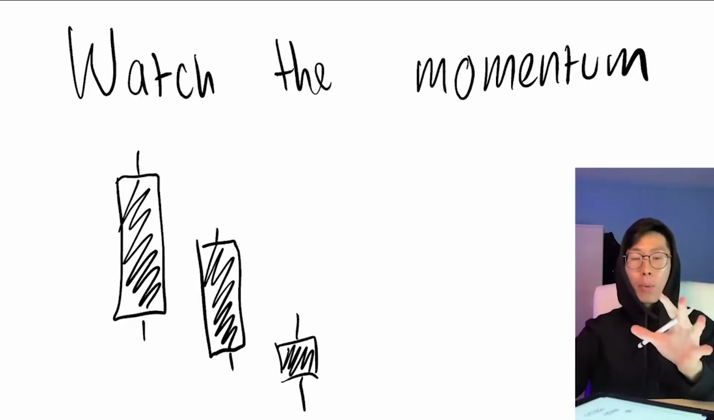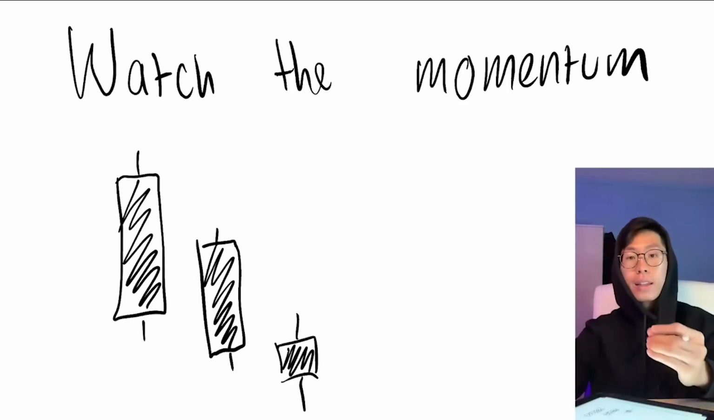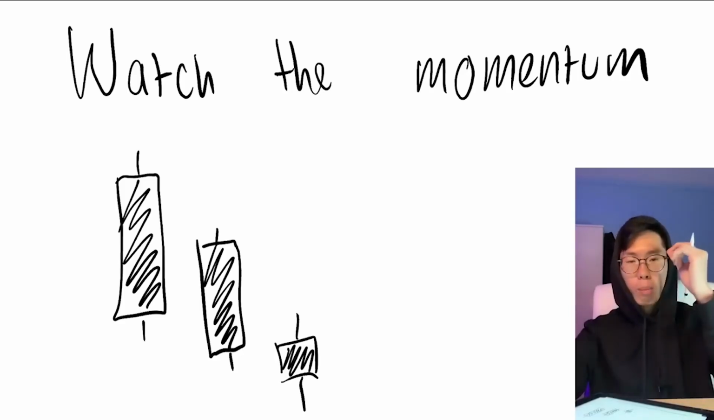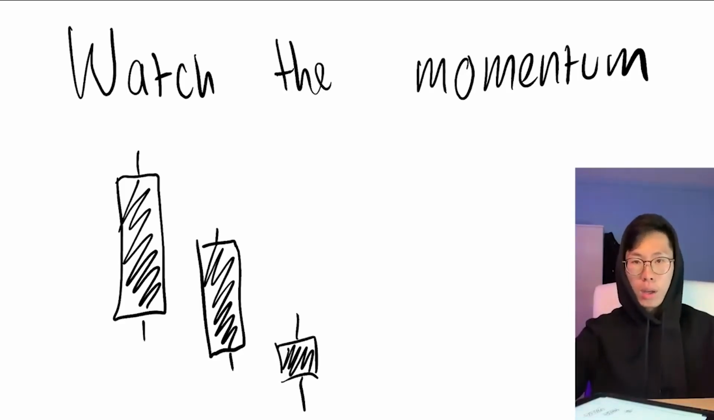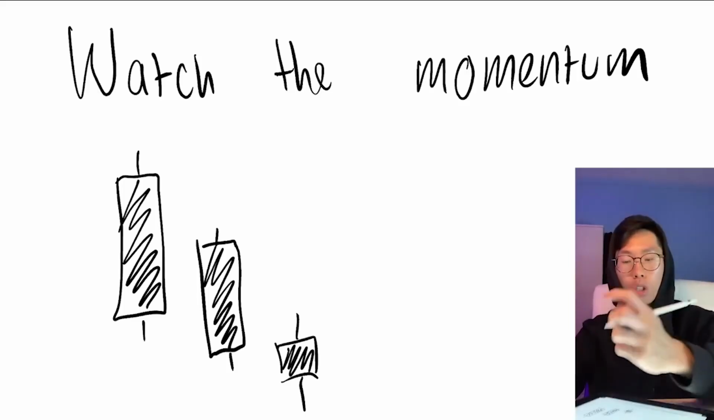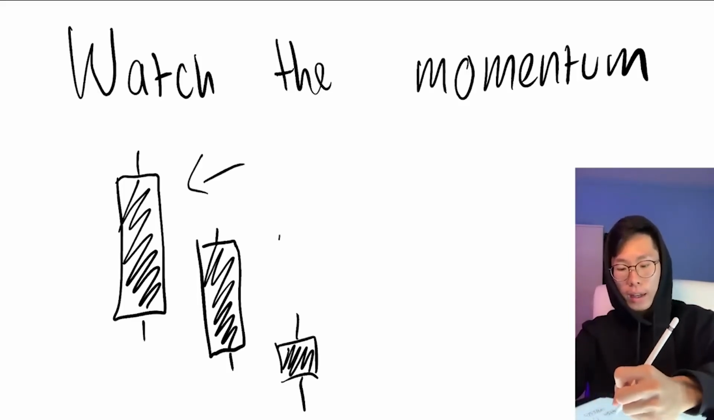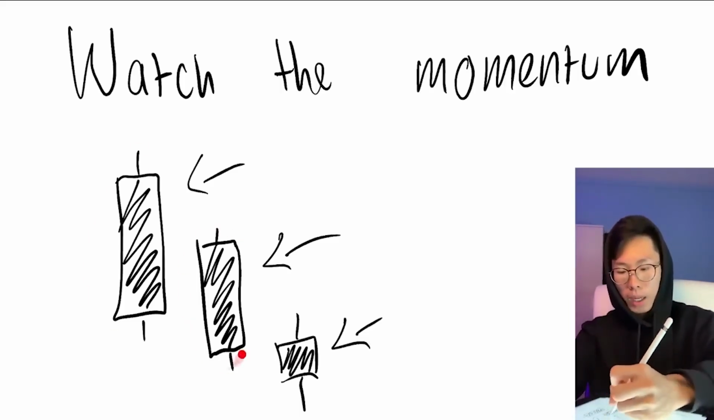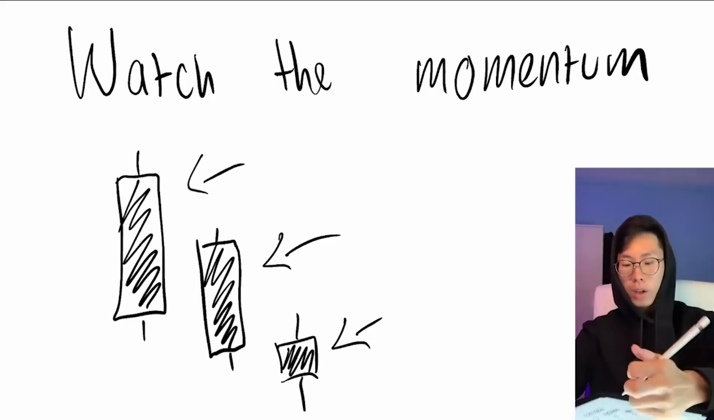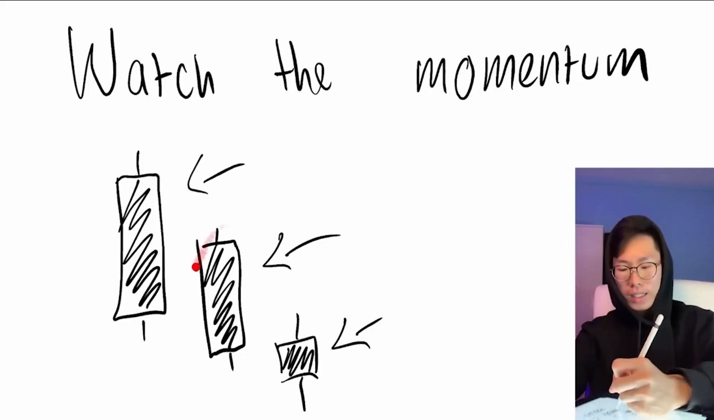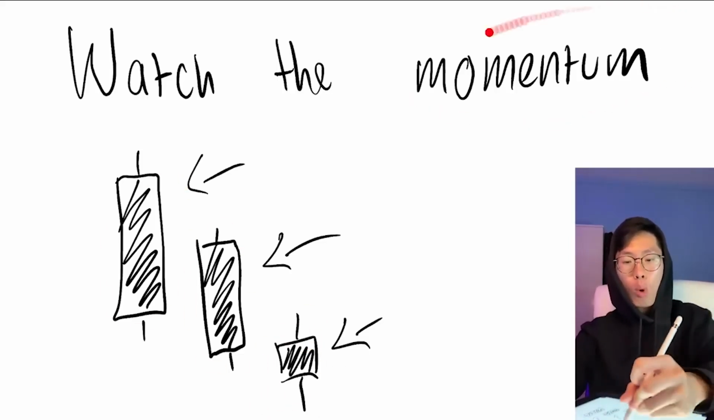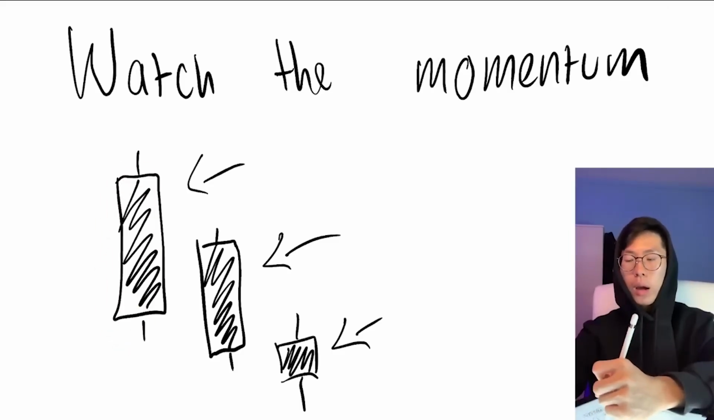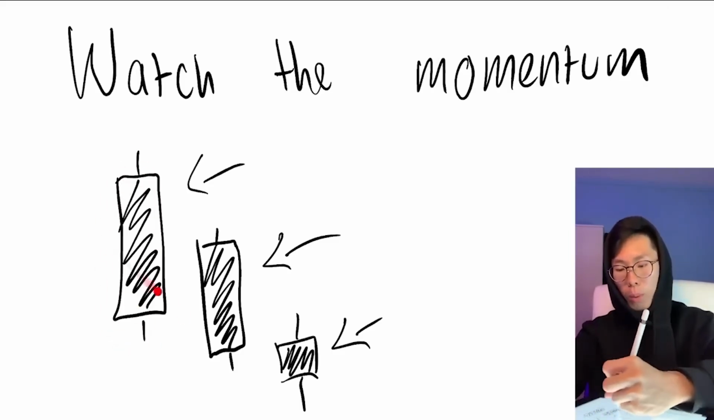Next, I got a really important tip to show you guys. If you can understand this, it's really a game changer. Firstly, you need to watch the momentum of the candlesticks. What I mean by that is you need to look at the length of the candlesticks, alright? You can see this is a big candlestick, this is a medium candlestick, and this is a small little candlestick. By looking at the size of these candlesticks, it tells us the momentum of the candlesticks itself. So this big red candlestick tells us that there is a lot of downward momentum.